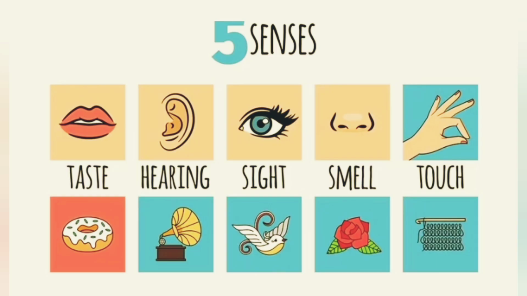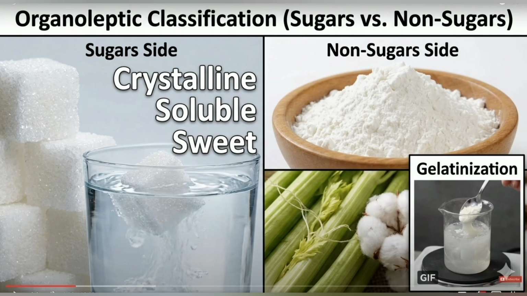In carbohydrates, we classify them based on the sense of taste and texture into two simple categories, that is sugars and non-sugars. Sugars are also called saccharides. Non-sugars are also called complex sugars or polysaccharides. The sugars are crystalline solids, they dissolve easily in water, and they have a sweet taste.